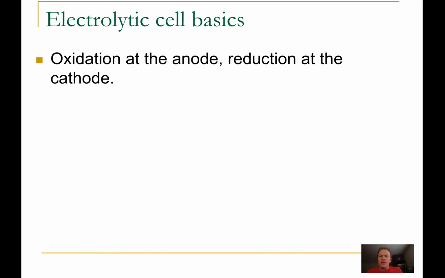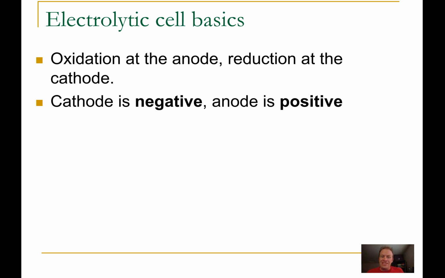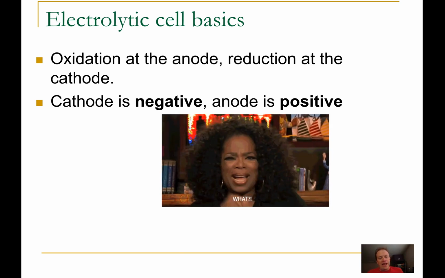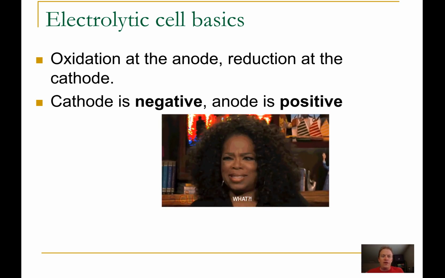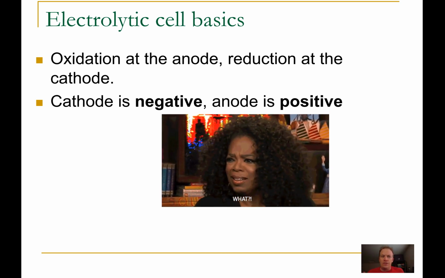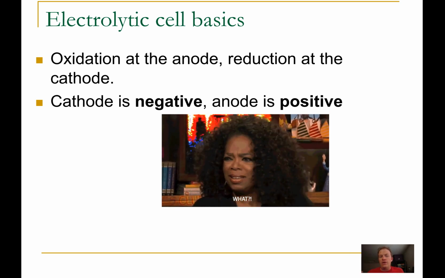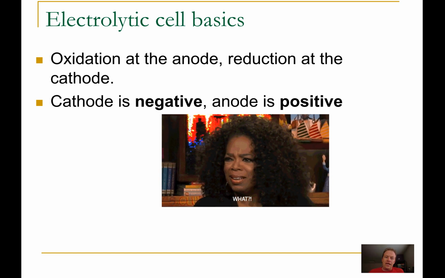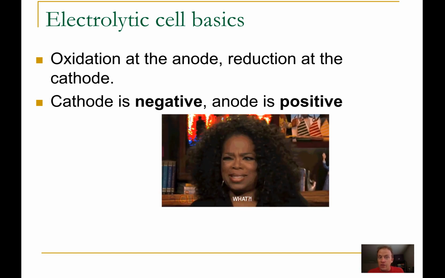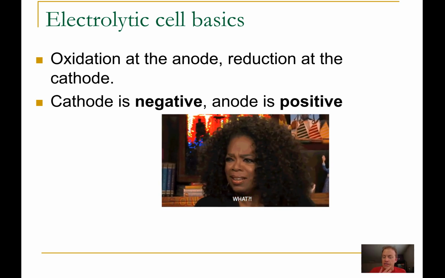Some of the details, again, similarities and differences between the two types of cells. Oxidation at the anode, reduction at the cathode, that is the same as in a galvanic cell. However, the cathode is considered negative in this type of cell and the anode is positive. And yes, this is another one of these confusing bits of terminology that comes up in this unit. The cathode is negative and the anode is positive in an electrolytic cell. That is opposite in a galvanic cell.